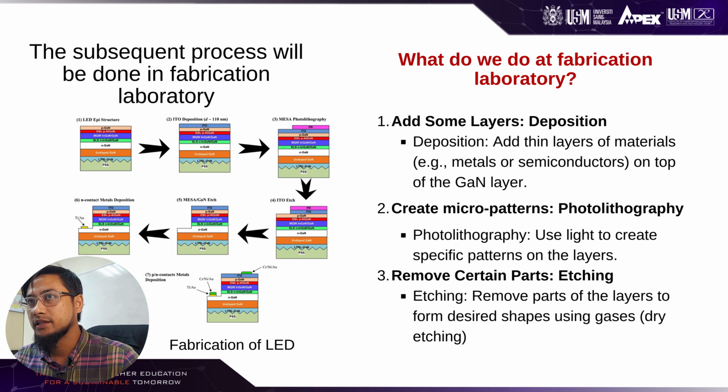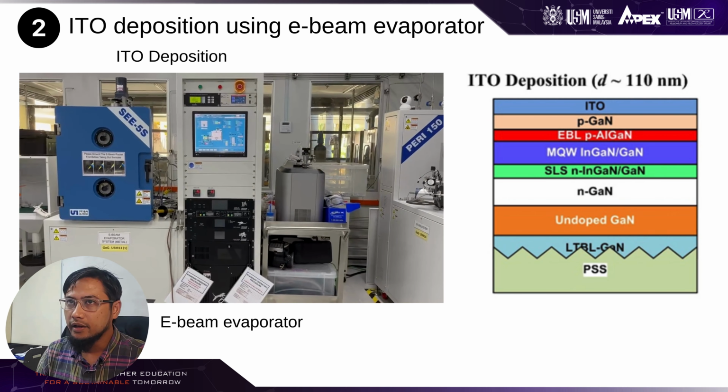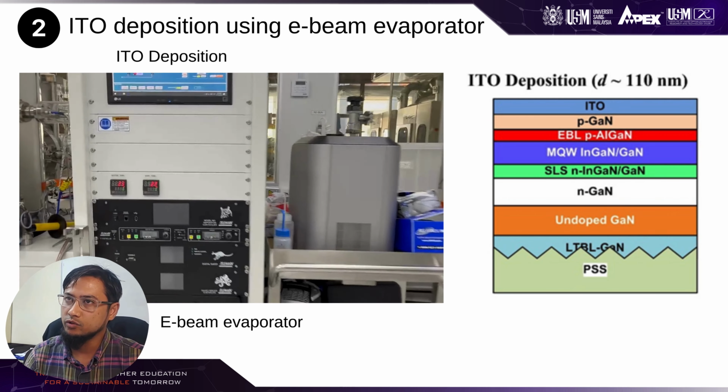And the second process is the photolithography process. Photolithography is a process of using light to create a specific pattern on the layer using a light sensitive polymer, which we call photoresist, right? The third process that you need to familiarize yourself with is the etching process. Etching is a process of removing a part or area of our epitaxy wafer to form a desired shape using gases.